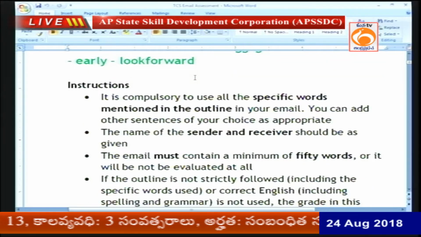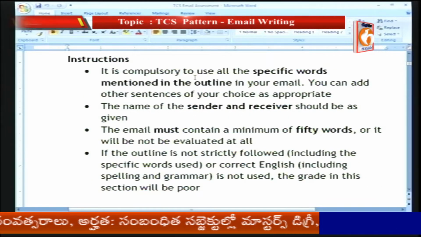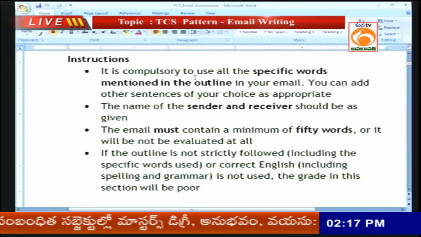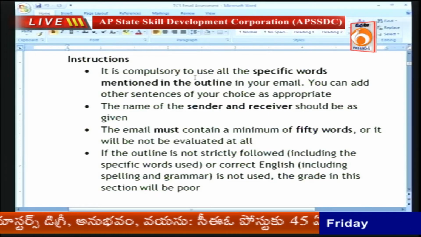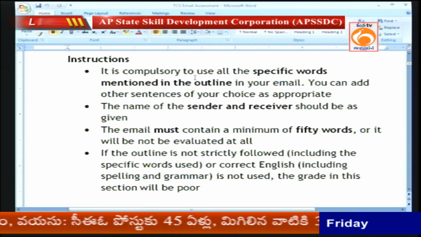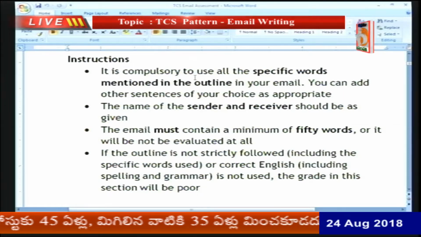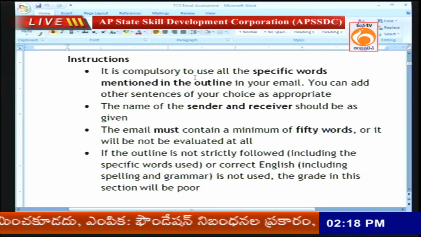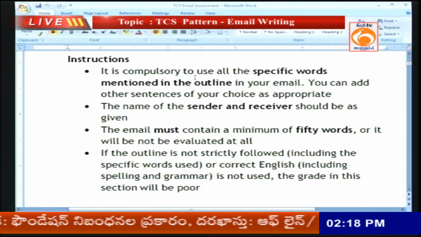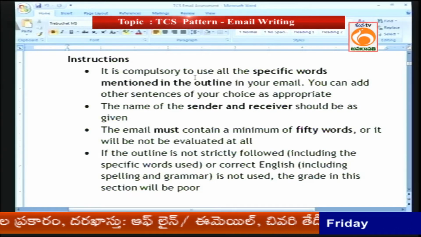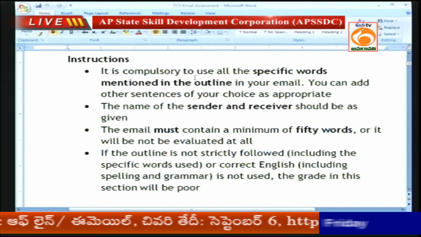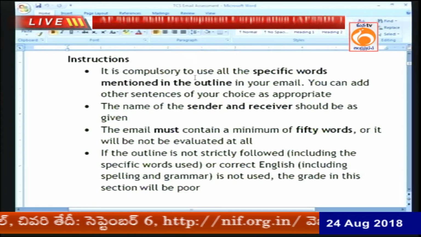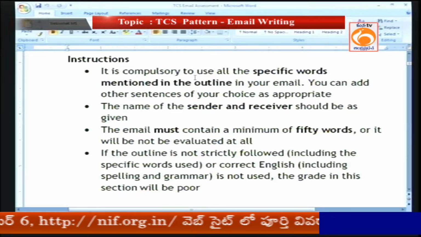So this is how the instruction for the email will be given. It is compulsory to use all the specific words mentioned in the outline in your email. You can add other sentences of your choice as appropriate. The names of the sender and the receiver should be as given. You cannot use your name as a sender unless it's not mentioned there. Sometimes you will have a question where the sender's name is not mentioned. In that case, you can mention your name.